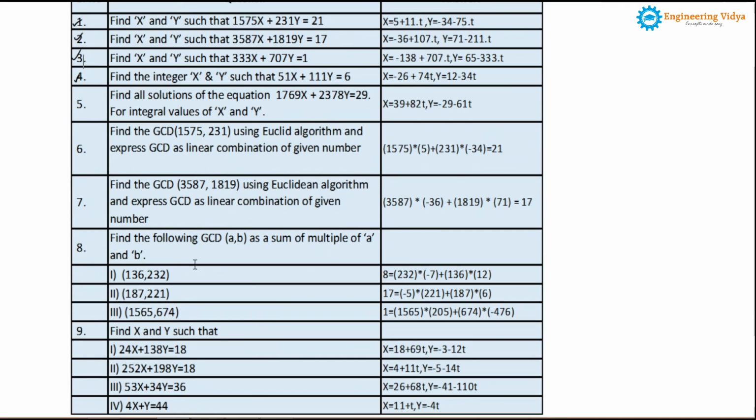So if you see sum number 9, they are saying we need to find x and y such that 24 into x plus 138 into y equals 18. So we'll solve this problem. The procedure is the same, and here we can identify how problem number 4 and problem number 9 are the same, right? So we'll start with the solution part over here, where they have given 24 into x plus 138 into y equal to 18.